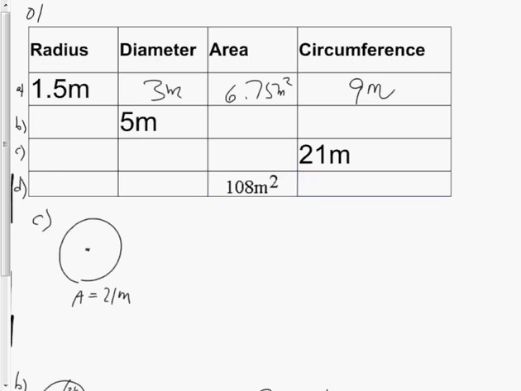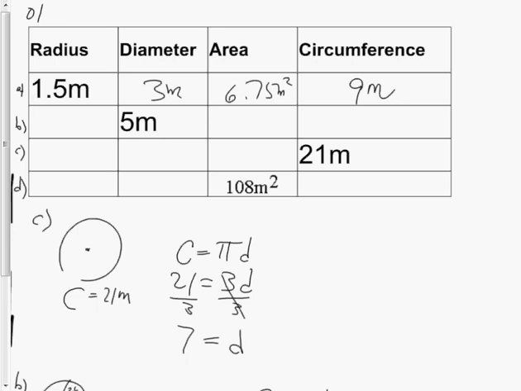Okay. So for the third one, the circumference is 21. So what I'm going to do here is write my formula. Circumference equals pi times diameter. I know circumference is 21. I know pi is 3 approximately, but I don't know my diameter because there's nothing written in here. But look, when I substitute what I know, I end up with an algebraic equation, and it's a one-step. All I have to do is divide both sides by 3, and I'll isolate for the diameter. 21 divided by 3 is 7, and therefore the diameter of this circle is 7 meters.